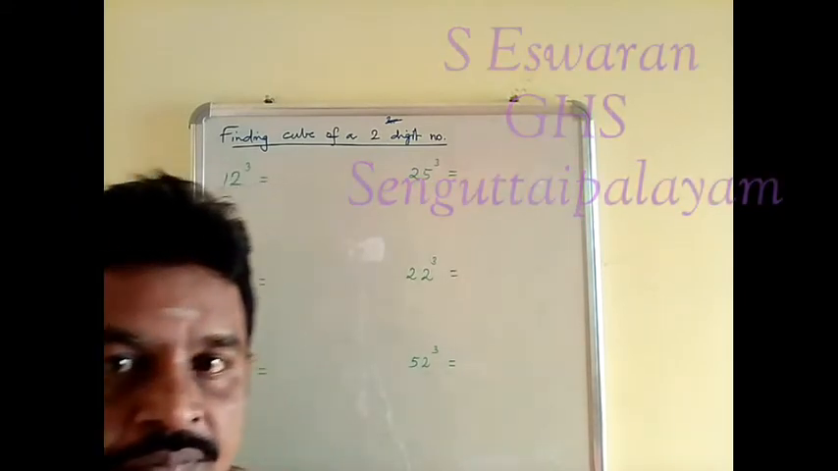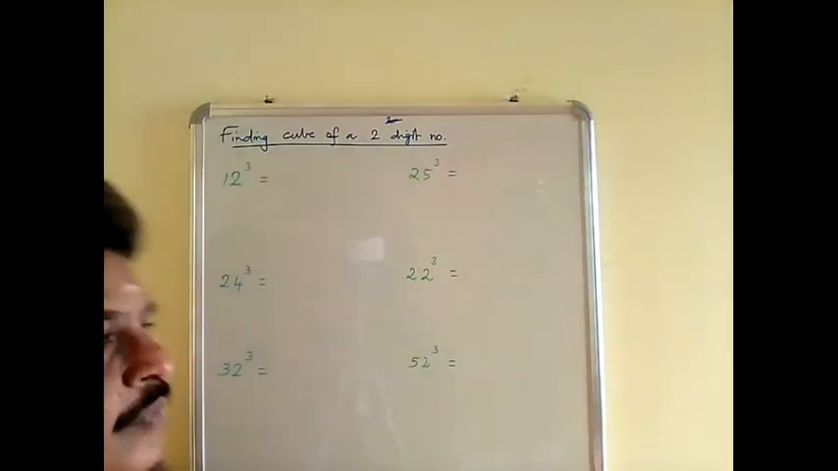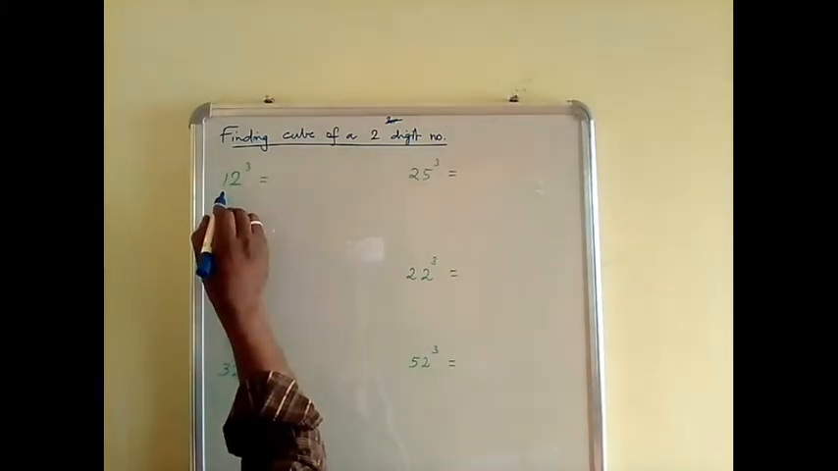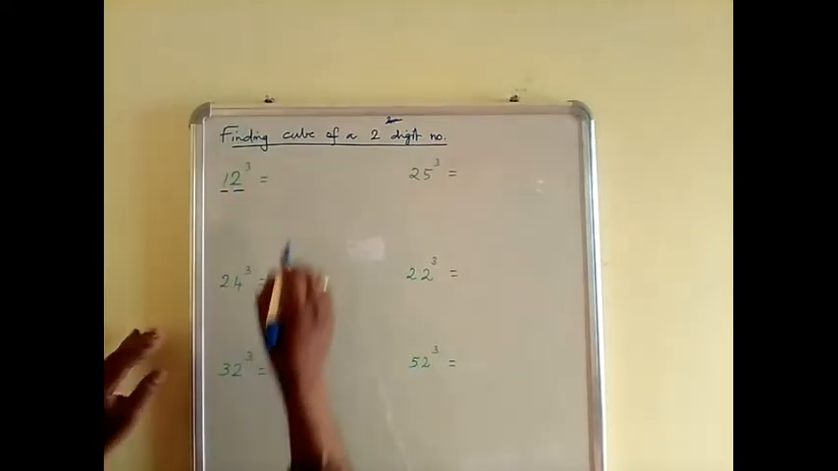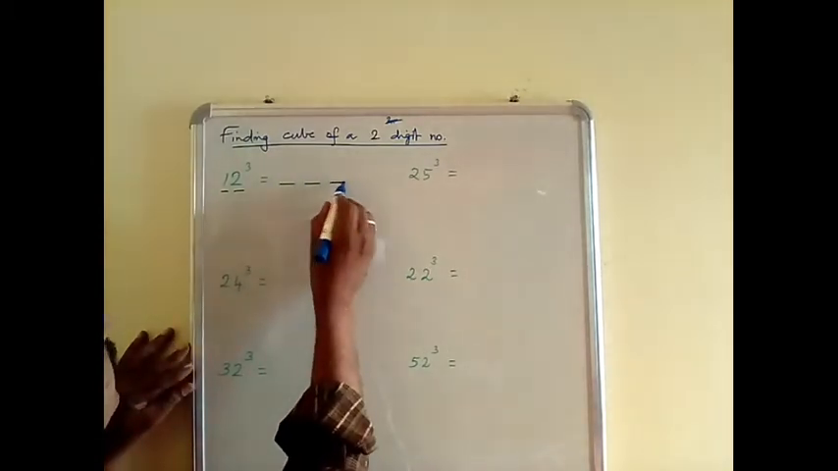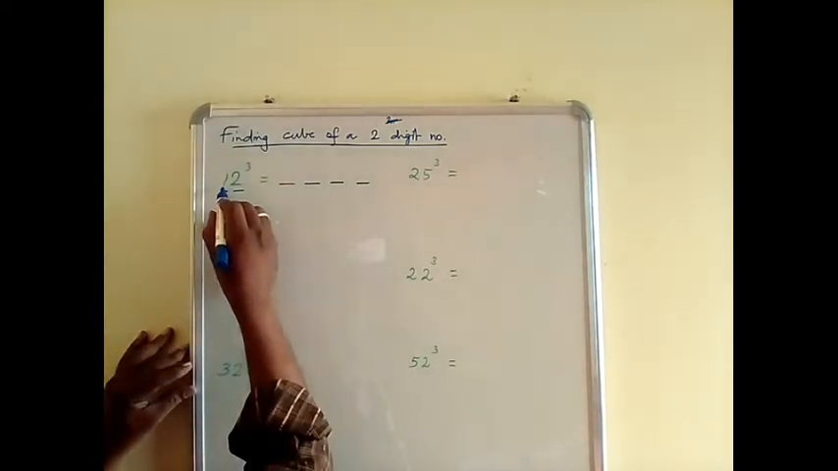In this video, we are going to find the cube of a two-digit number. Now let us take 12 cube. Now it contains two digits, so the result will contain four digits: 1, 2, 3, 4. First, take the cube of the first digit.